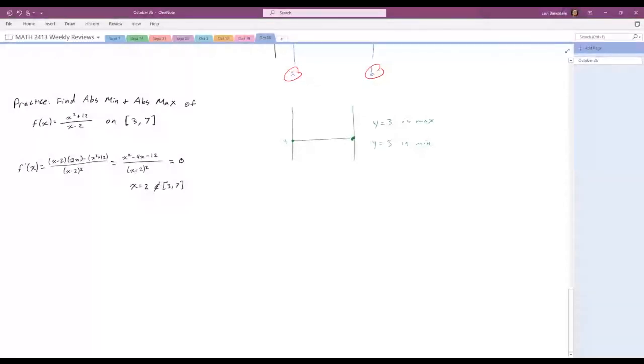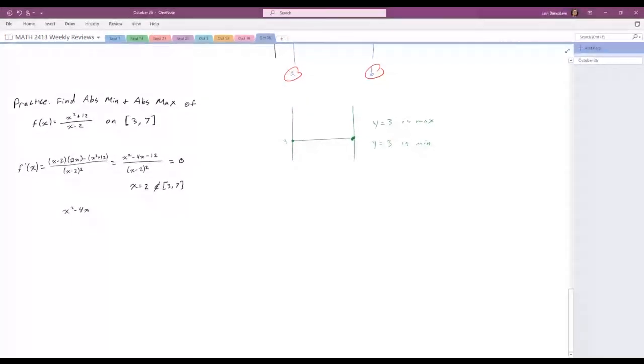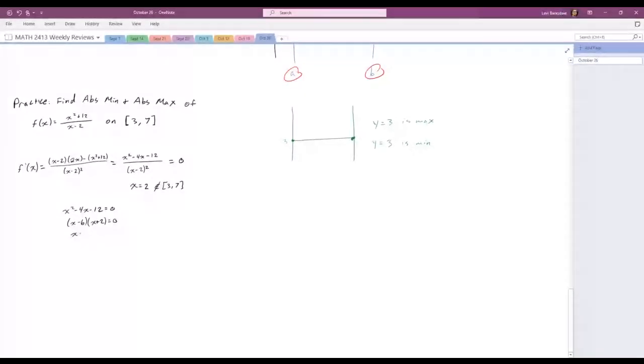If I multiply both sides by x minus 2 squared, I get that x squared minus 4x minus 12 is equal to 0. Then factoring, I see x minus 6 times x plus 2 is equal to 0. So x is equal to minus 2, or x is equal to 6. But again, negative 2 is not on my interval, so I do not care about it. Which gives us 3 points we need to check: our critical point, x equals 6, as well as our endpoints, x equals 3 and x equals 7.